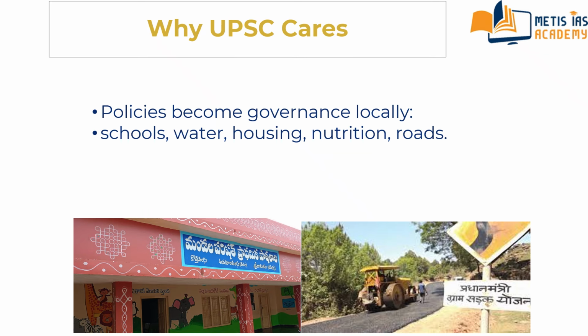So now the key question is, why does UPSC care so much about Panchayati Raj? Because real development happens locally. Parliament may create policy, but governance executes through local bodies: schools, water supply, nutrition, housing, sanitation, roads, and welfare schemes, etc. This gives us a crucial distinction. Policy is made at the top, governance happens at the bottom. UPSC trains you for governance, not just policy theory.